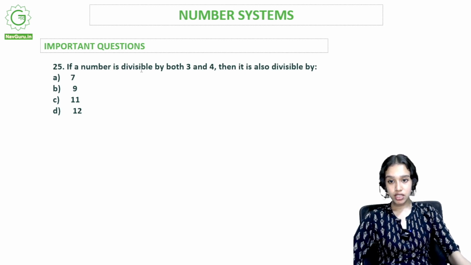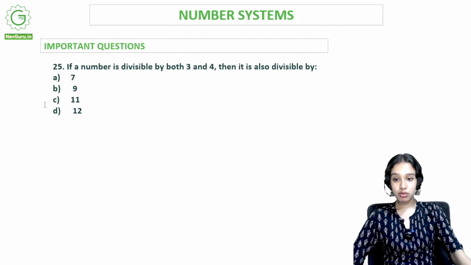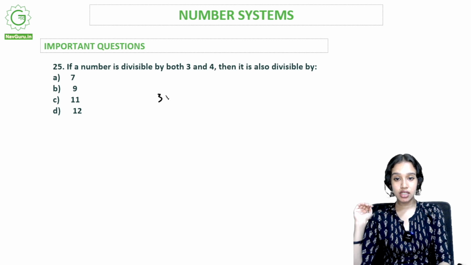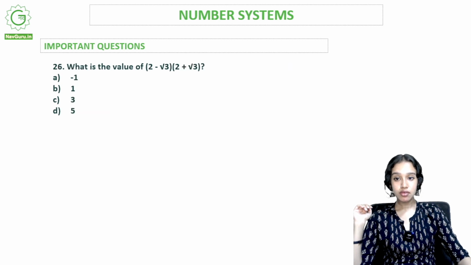If a number is divisible by both 3 and 4, then it is also divisible by... it's a very simple and very straightforward question. It's 3 into 4, which is 12. Now let's move on to the next question.